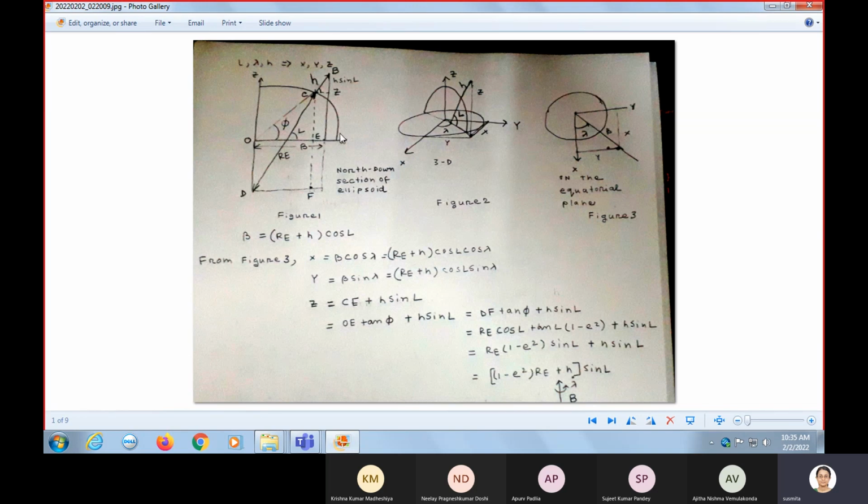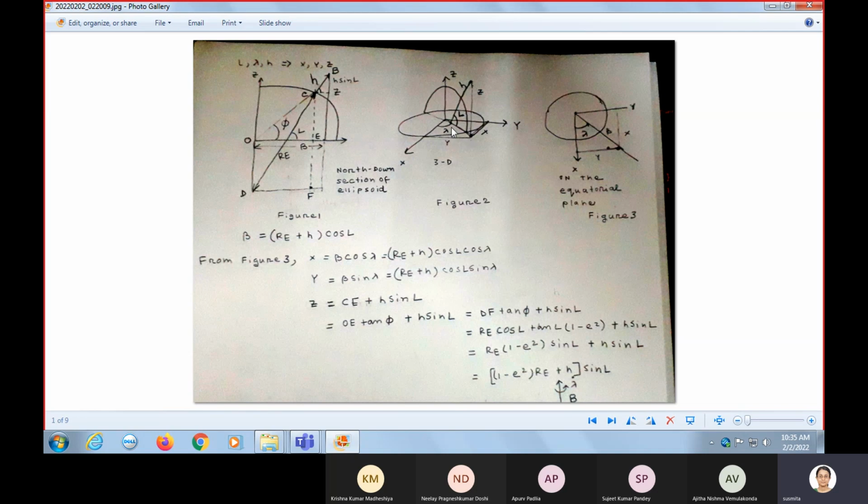So here we see the cross section of the ellipsoid. This is the point whose x, y, z coordinates are required. This is the height of the body. Okay, and this line CD is actually RE. We know that this angle is L and this is phi, which is the geocentric latitude. This is geodetic latitude and this is the geocentric latitude.